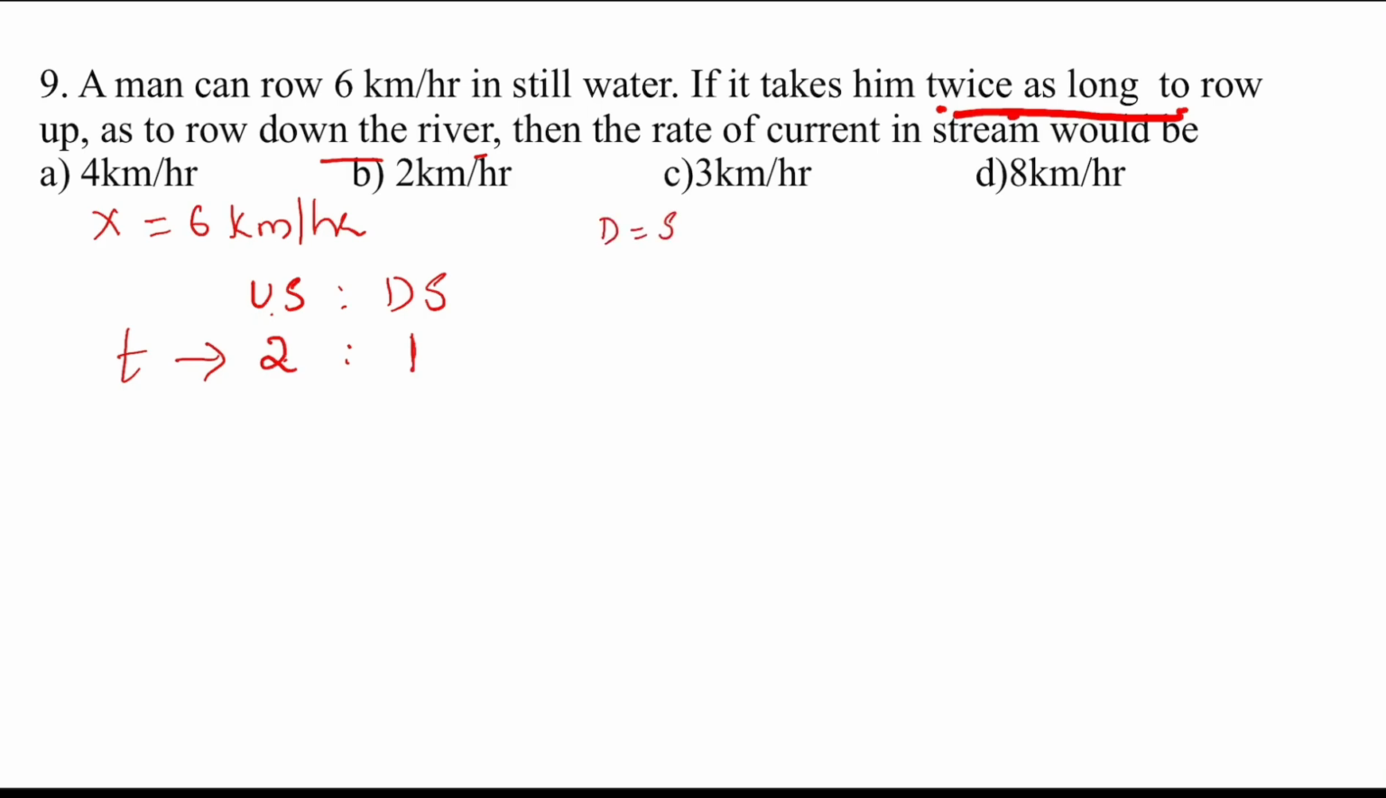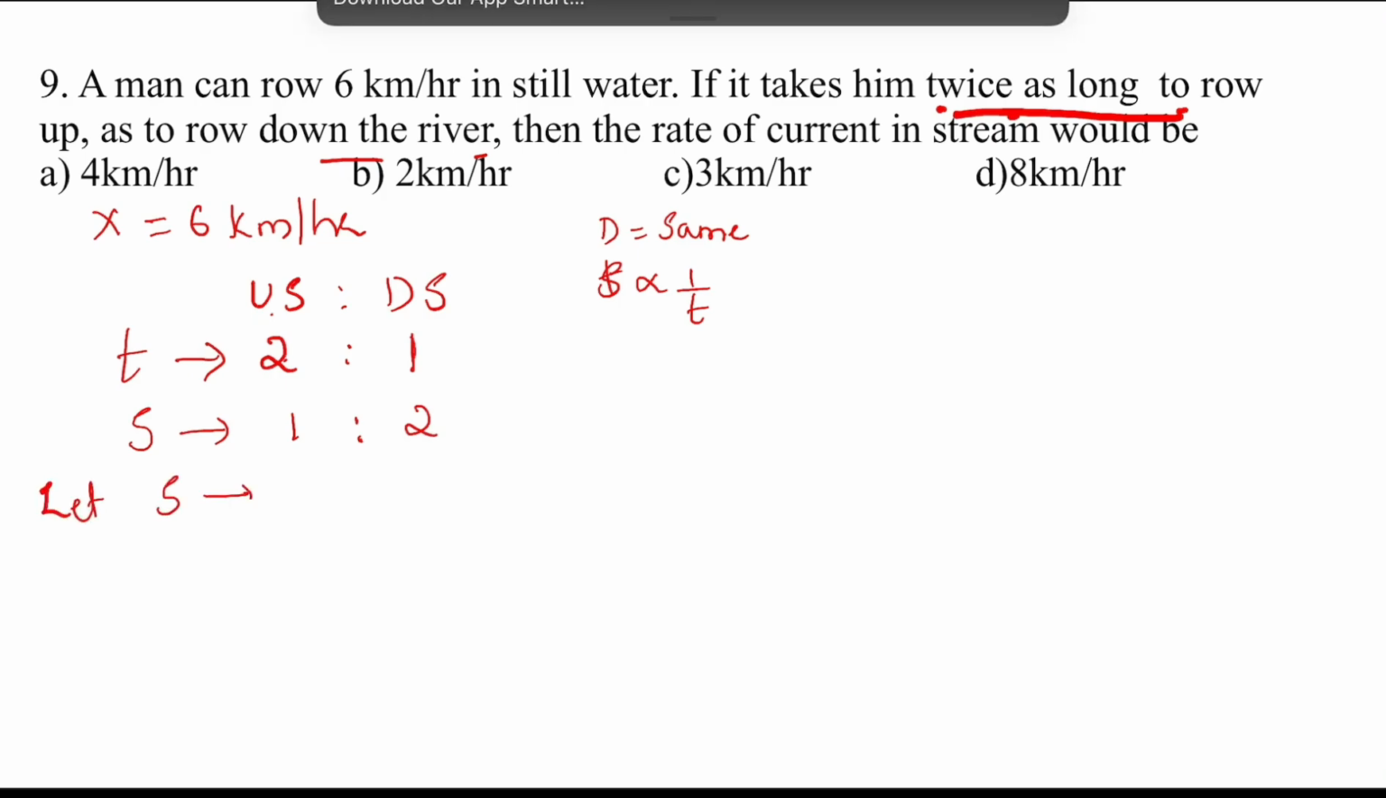Distance is same. So when distance is same, time is inversely proportional to speed, or you can say speed is inversely proportional to time. So if this is the time ratio, the speed ratio will be the inverse of that. It will be 1:2. So therefore we can use this equation.